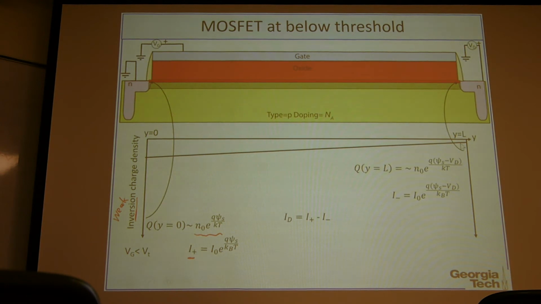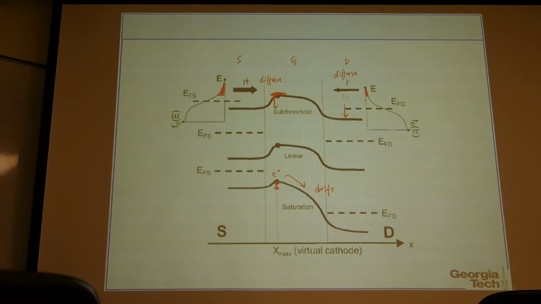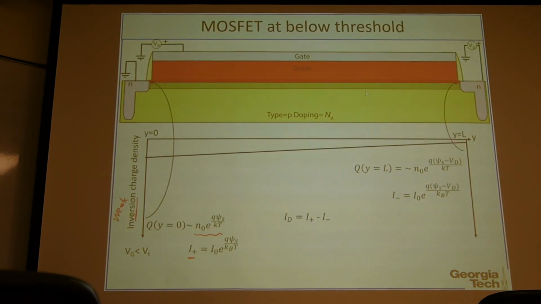Similarly, for the drain side here, the electrons that are over the barrier will be determined by the surface potential plus the drain voltage. Because here the drain voltage will bend down the barrier, making this less probable. So this phi s needs to be minus Vd here. So that is the effective bending of the barrier at the drain side.